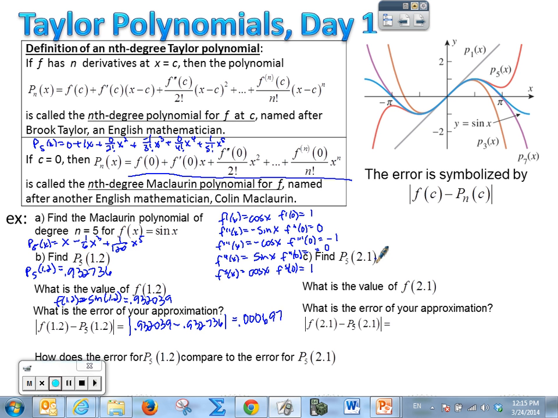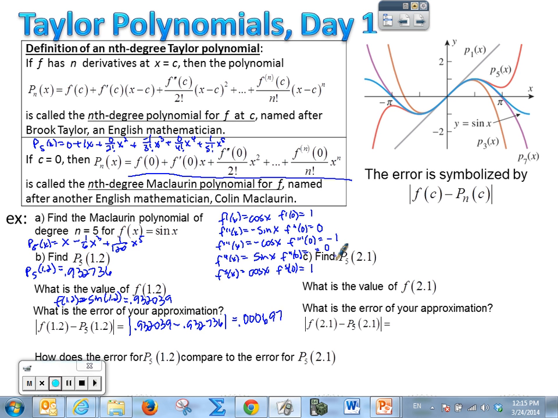If you are trying to use a polynomial centered at 0 and you're trying to find an estimate out at 5, are you going to get a pretty good estimate? I mean, no, it'll probably be awful. So you just need to keep that in mind as you're working with it, that the farther away you are from the center, the less accurate your estimate is going to be.